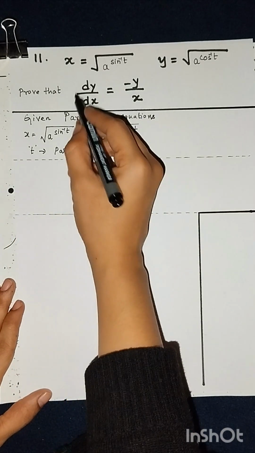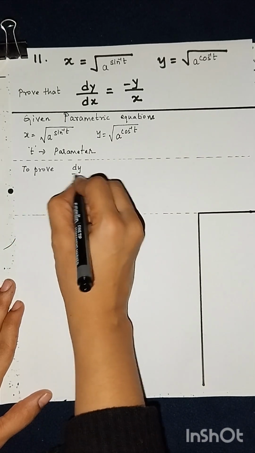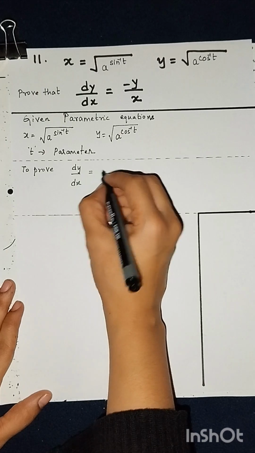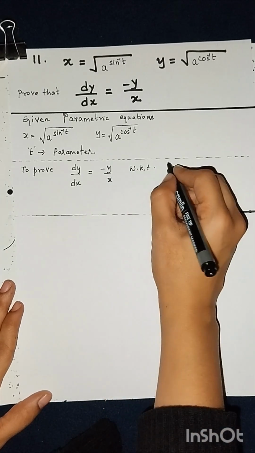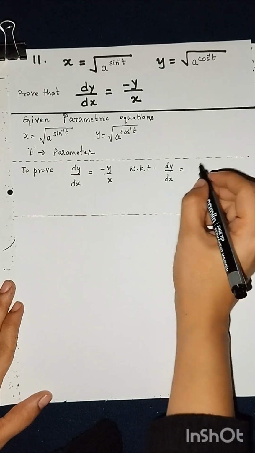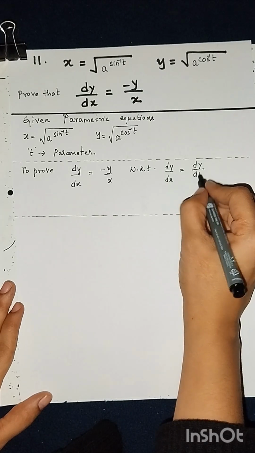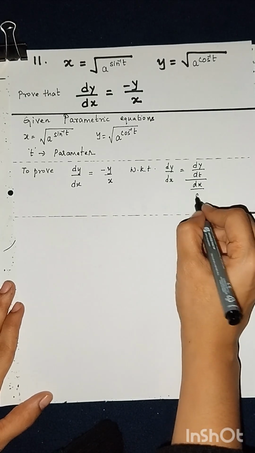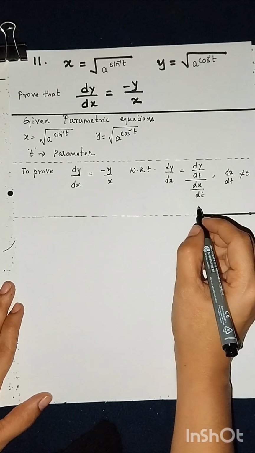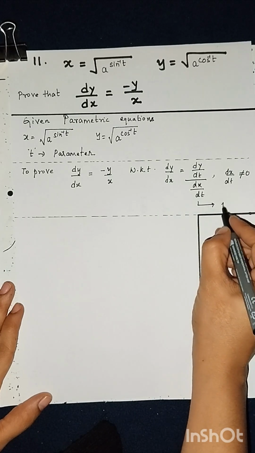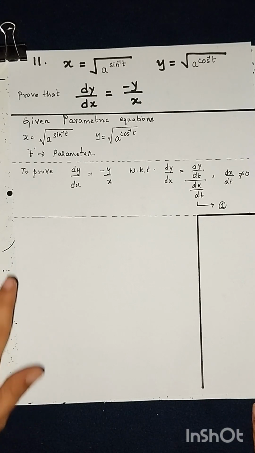Now we have to prove dy by dx is equal to minus y by x. But we know that we can only find dy by dx if we find dy by dt and divide by dx by dt, provided this dx by dt is not equal to 0. So let us label this as 1. Though we have to prove this, we have to find dy by dt divided by dx by dt.